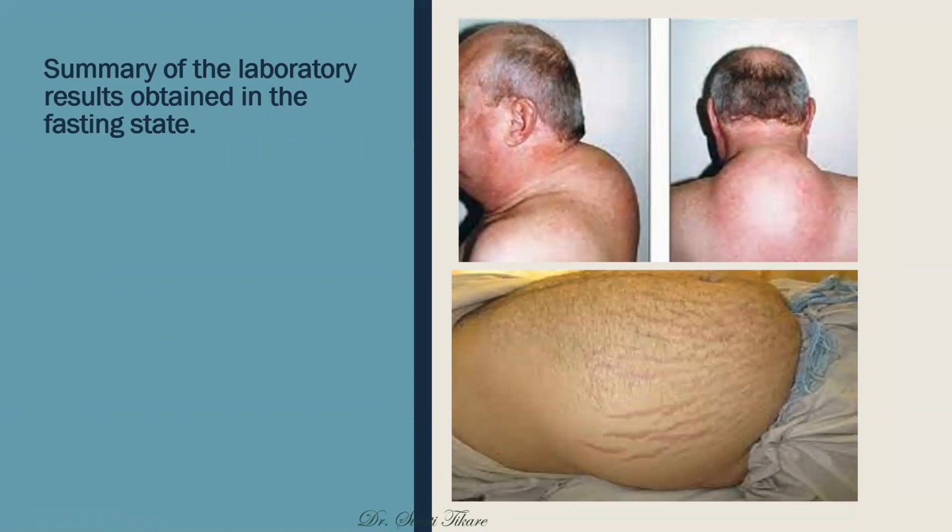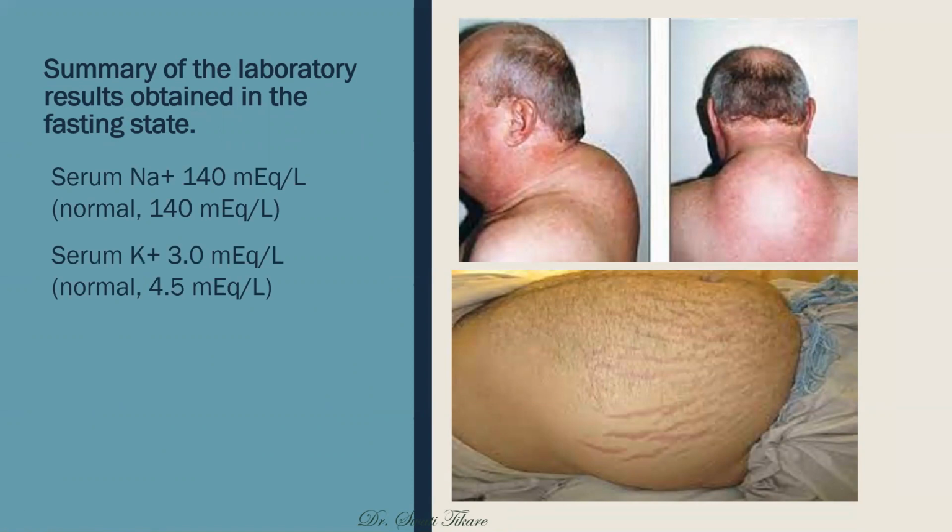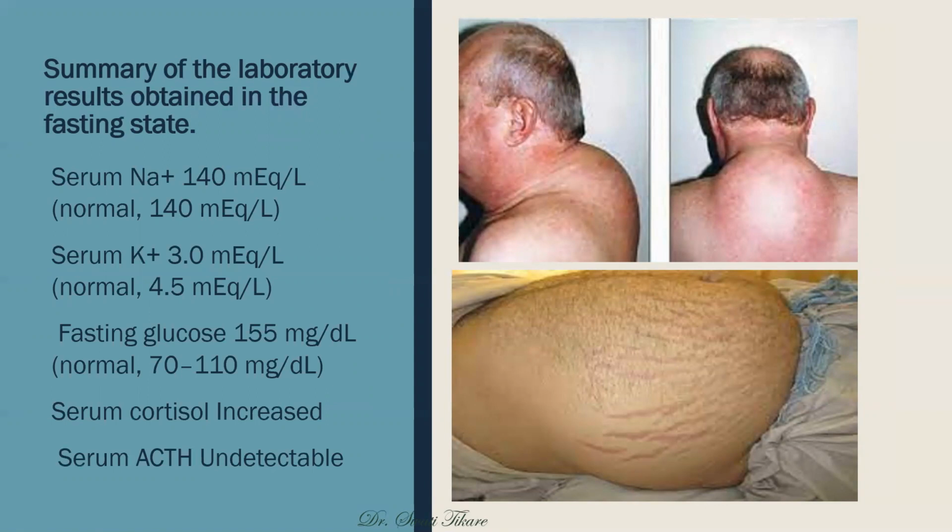When lab tests were done, the following were found. Serum sodium was 140 milliequivalents per liter, which is normal, and serum potassium was 3, a little less as compared to the 4.5 milliequivalents per liter that is normal. Fasting blood glucose was higher at 155 mg per deciliter, normal being between 70 to 110 mg. Then serum cortisol level was found to be increased, whereas serum ACTH was undetectable. So these were his lab findings. Some more pictures on the right.